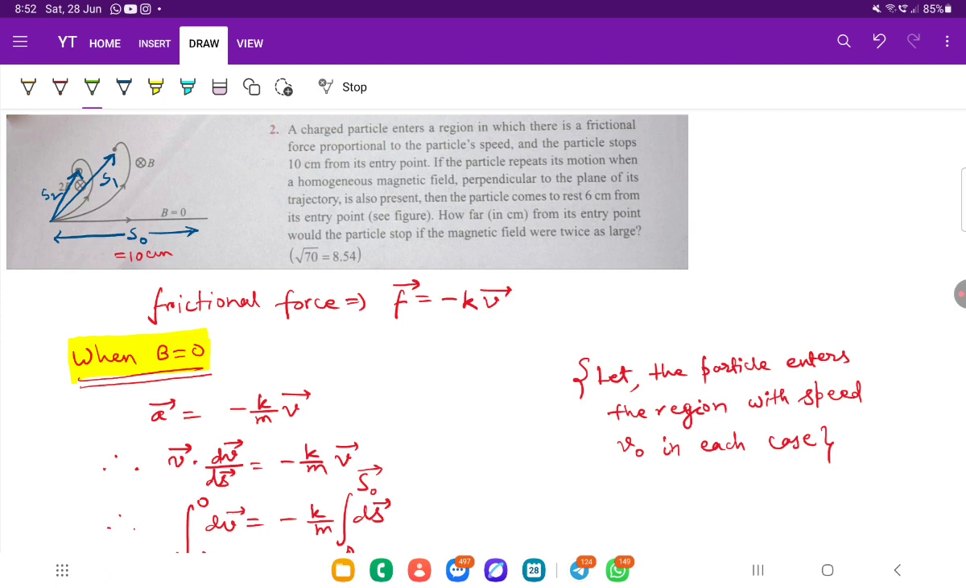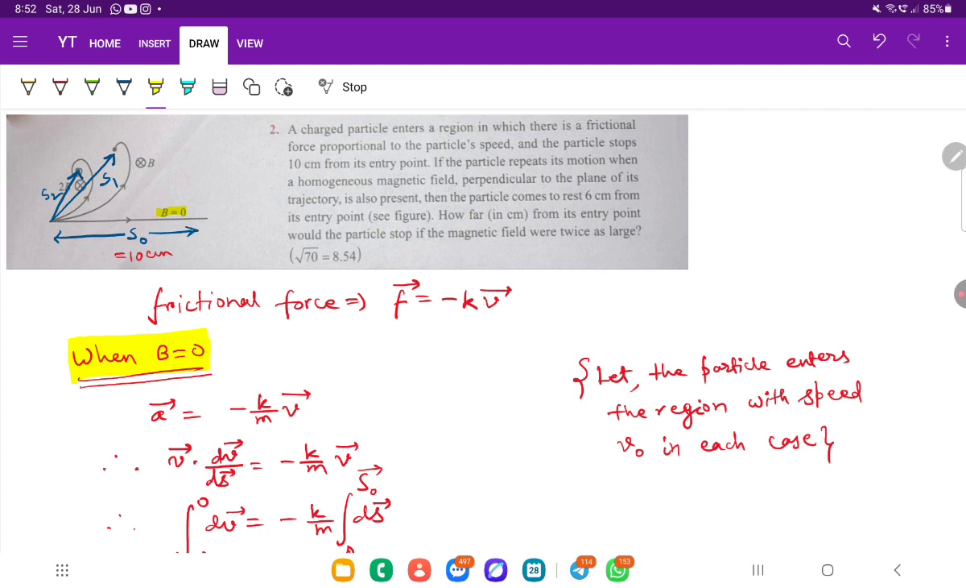A charged particle enters a region in which there is a frictional force proportional to the particle's speed, and the particle stops 10 cm from its entry point. It is shown in the figure that when B equals 0, obviously the particle will follow a straight line path, and due to some frictional force it will eventually stop after a certain distance.